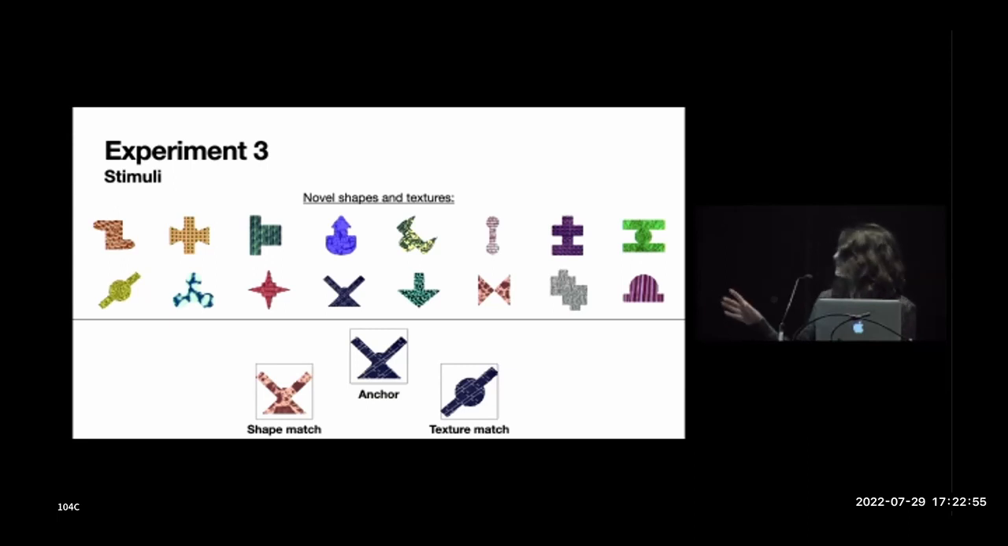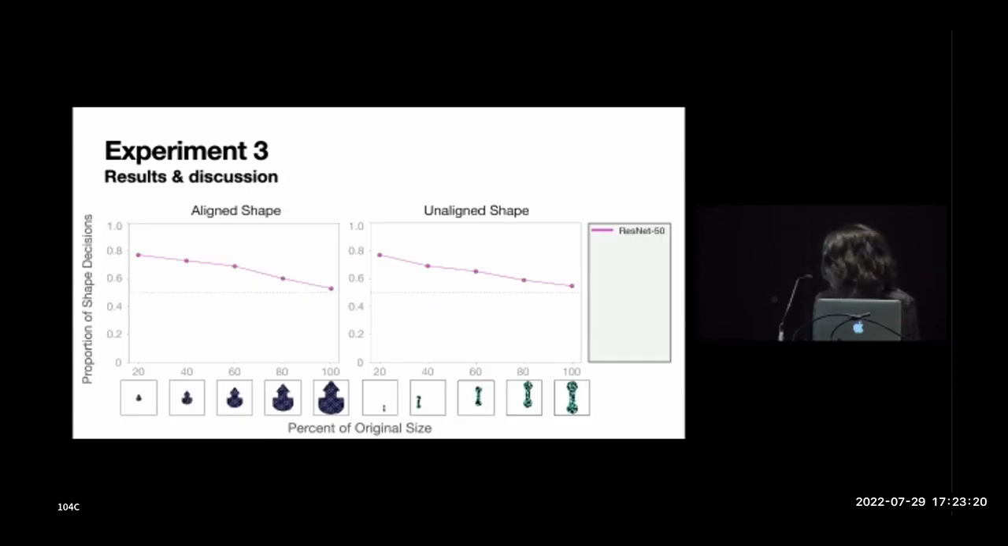And so on top, you can see an example of each shape that we used paired with each texture. And exactly as in experiment 2, we varied the sizes and the alignments of these stimuli. So that is either the shape match and the anchor were perfectly aligned or they were randomly placed. And as before, for each size and alignment condition, we generate all possible triplets and run our shape bias procedure. So again, the x-axis represents stimulus size, y-axis is shape decisions.